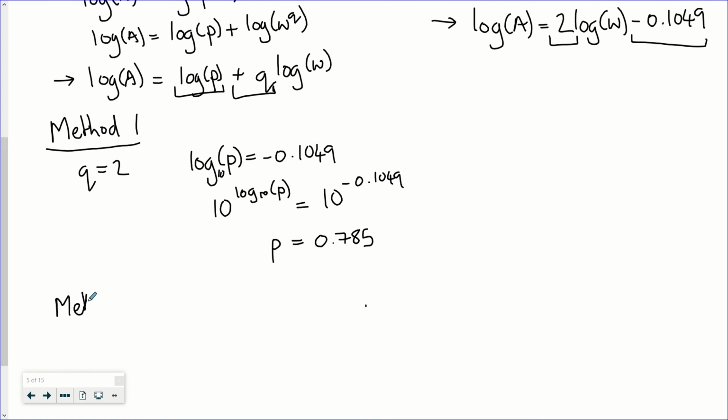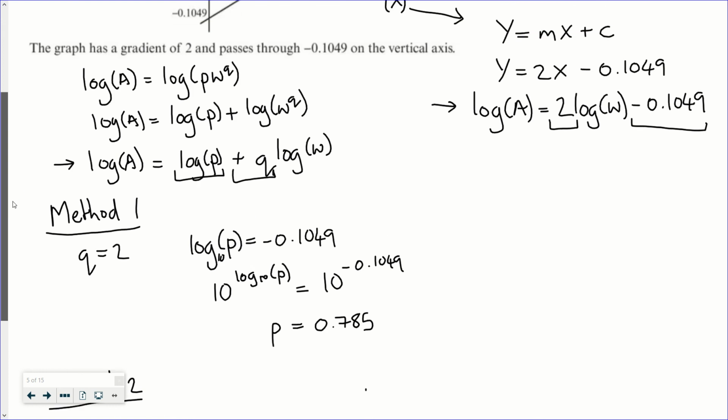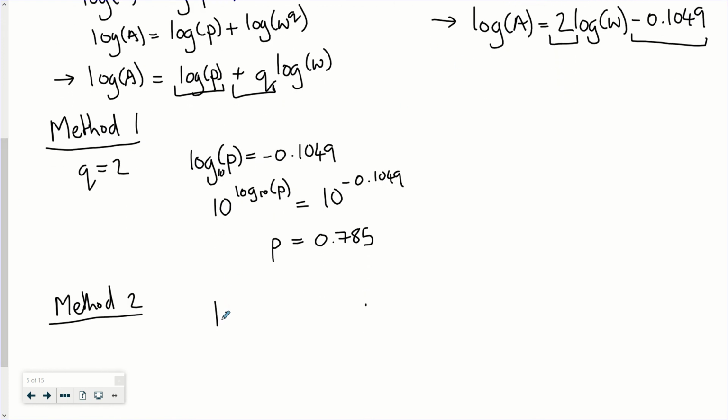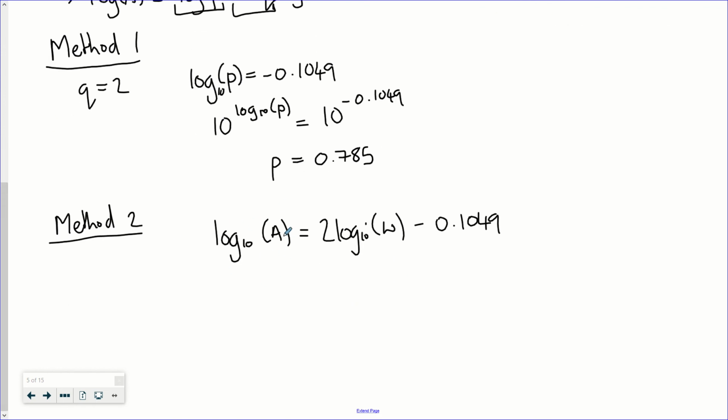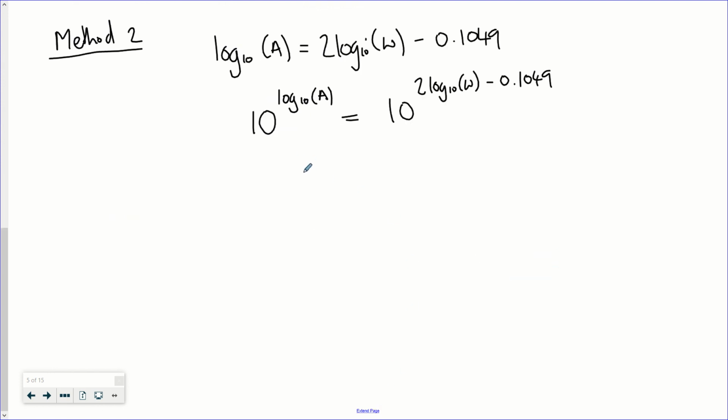Alternatively, method 2 just uses the equation that we got from the straight line graph. So if we take this equation, log base 10 of A equals 2 log base 10 of W minus 0.1049. Now we want an equation where A is on its own. We want to find out what A is. So we can do 10 to the power of both sides, and that whole expression is the power of 10. On the left-hand side we get A, which is good because we wanted A on its own.